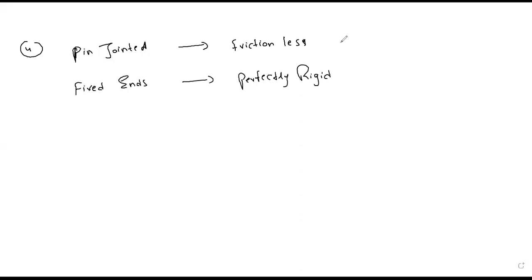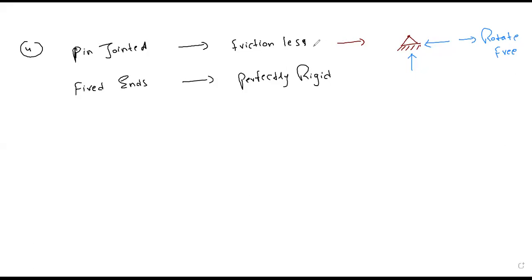Let us take a pin joint. What does a pin support look like? Is this a pin support? What are the forces that act in the pin support? There will be a vertical force and a horizontal force. It is free to rotate. Free to rotate, so by that it is frictionless.